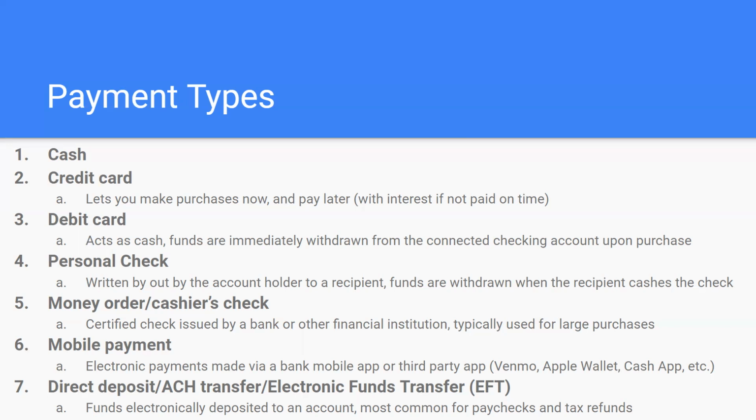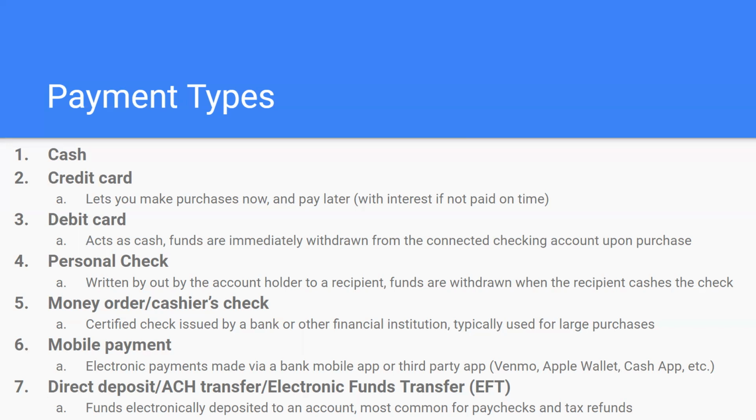I know I used a cashier's check to put the payment in for my car because that was one of the only few types of payments that the car dealership would accept. And so that might be an example of when you might have to use a money order or cashier's check.